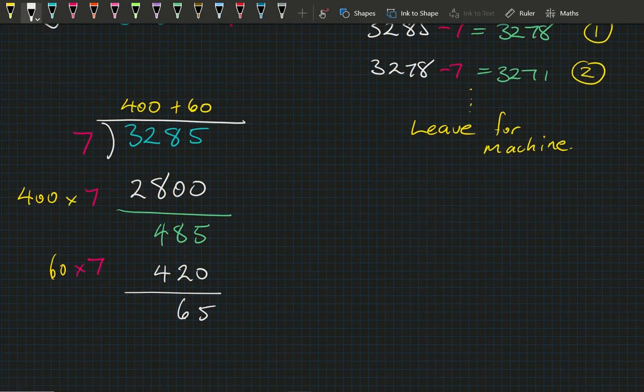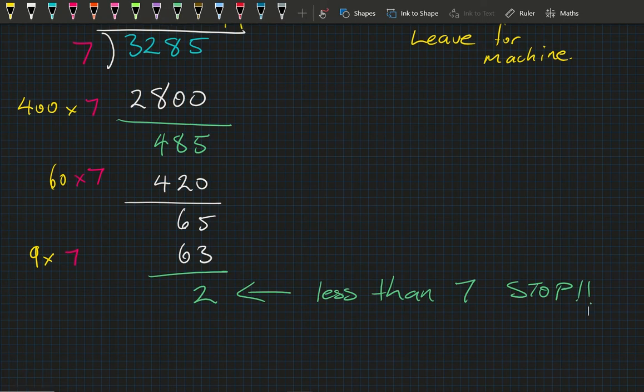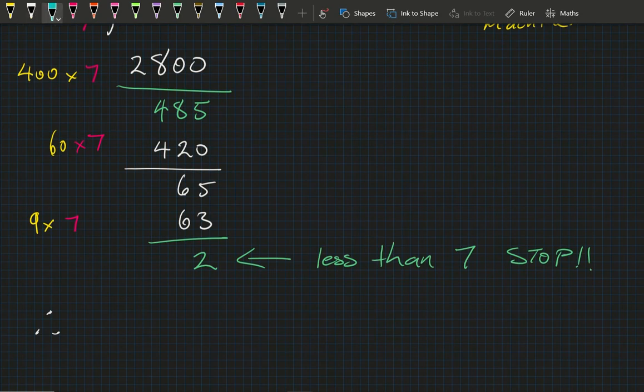Now I'm going to need a single digit here. So we've got less than 70. So we've got 9 sevens are 63. So I'm going to put my 9 up the top and subtract away the 63. We're left with 2. And because that's less than 7, we should stop right there. And because 400 plus 60 plus 9 is equal to 469, then you traditionally write that as 3,285 divided by 7 equals 469 plus 2 sevenths.